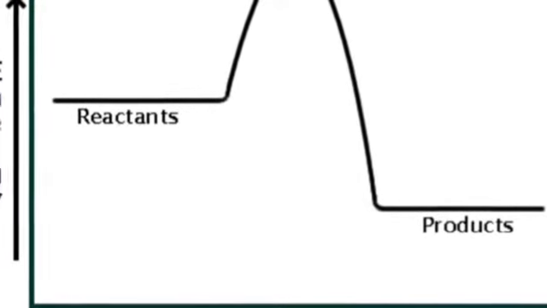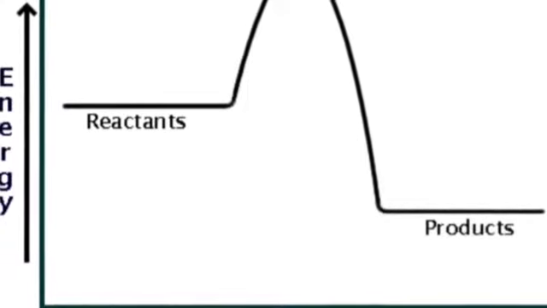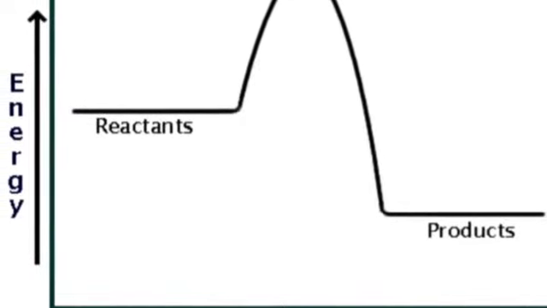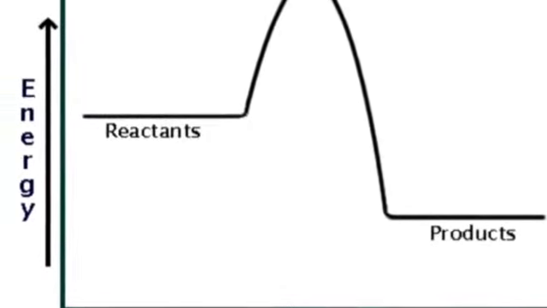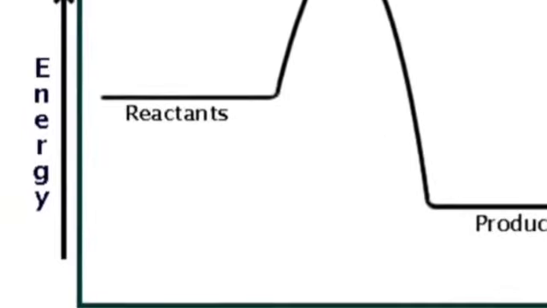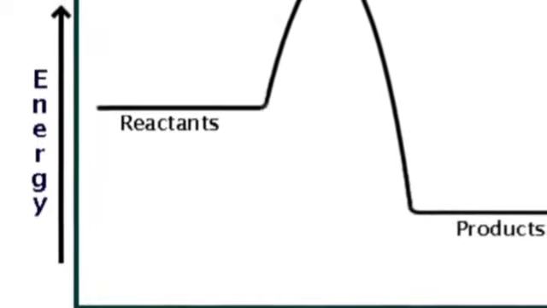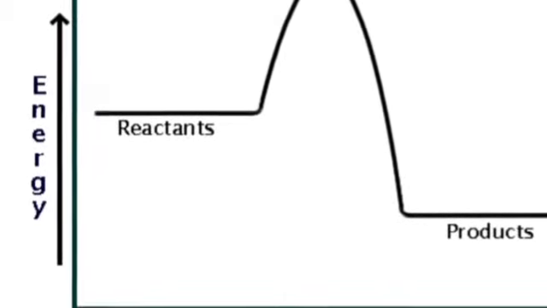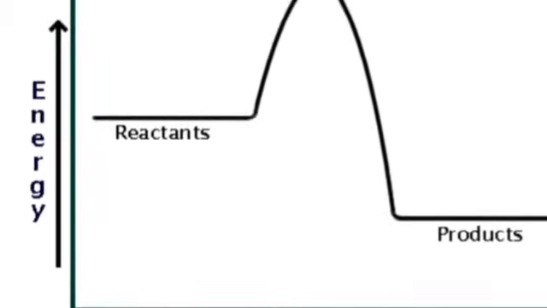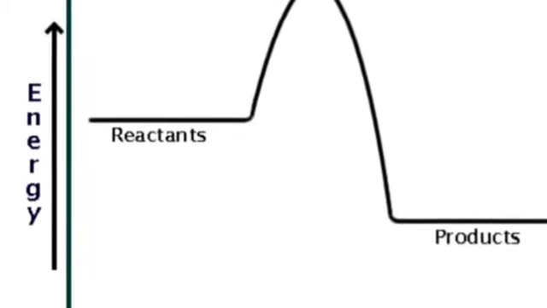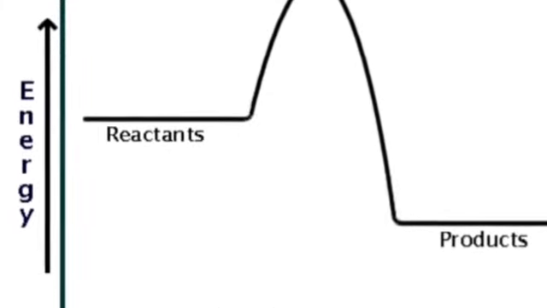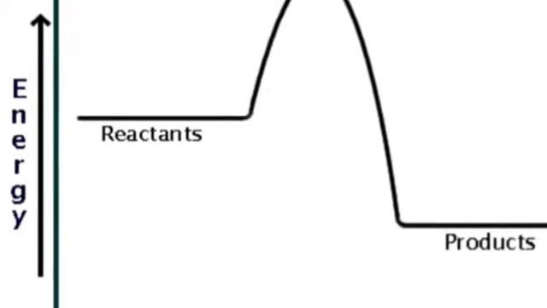Now, let's learn more about the exothermic reaction. This is the energy level diagram for an exothermic reaction. The products have a lower energy than the reactants, so energy is released when the reaction happens. Before we end our lesson, can you recall what exothermic and endothermic reactions are?